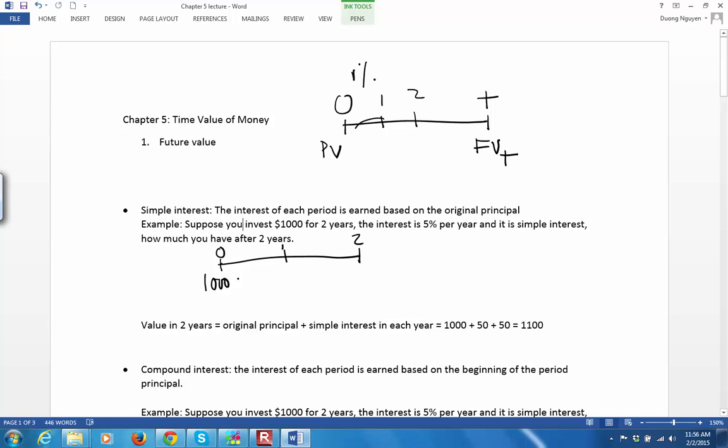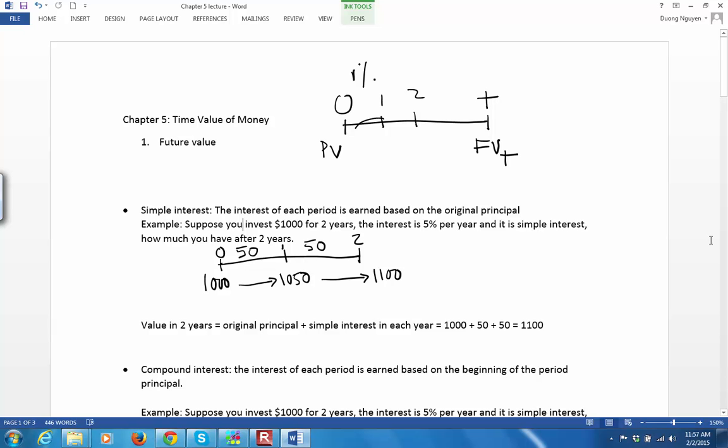What it means is for the first year you will earn 5% of the original principal, which is $1,000, so it is $50. For the second year you earn the same $50 because the interest is based on $1,000. So after 1 year you will have $1,050, and after the second year you have $1,100. That is simple interest.